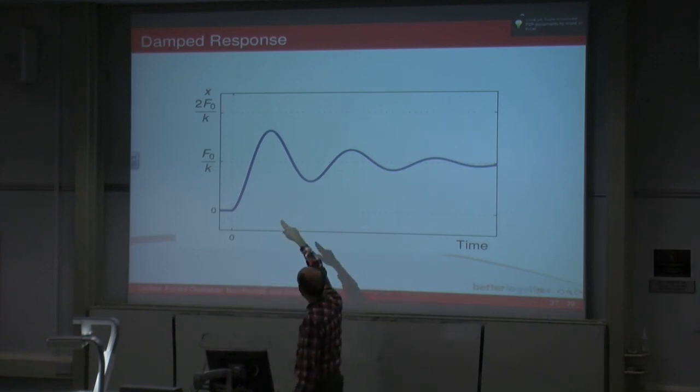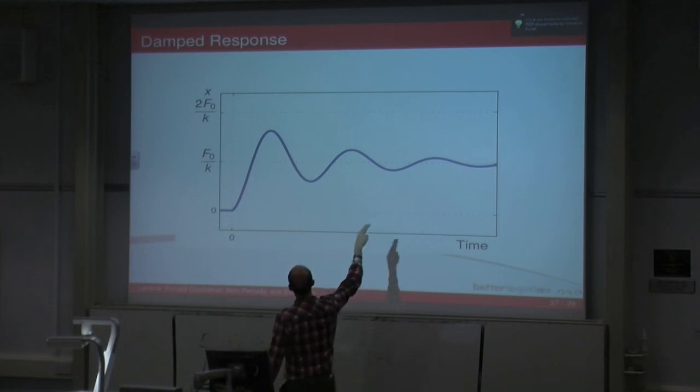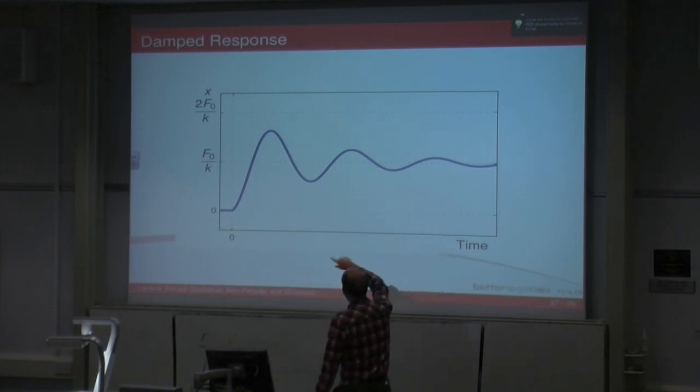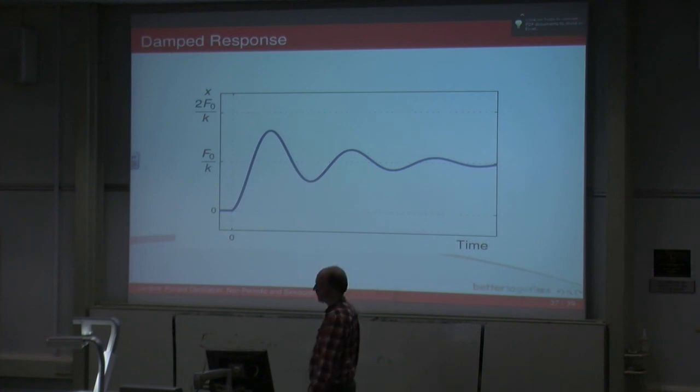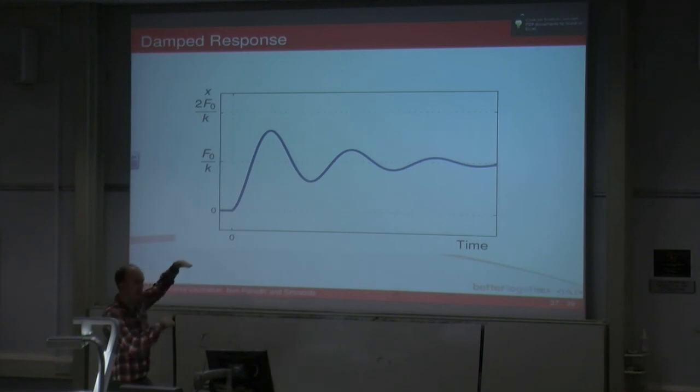You have the same constant around which it oscillates. And obviously, if there was no damping, then it would oscillate up to 2 f0 upon k and down to 0. But because it's damping, that amplitude reduces as time goes off to infinity.